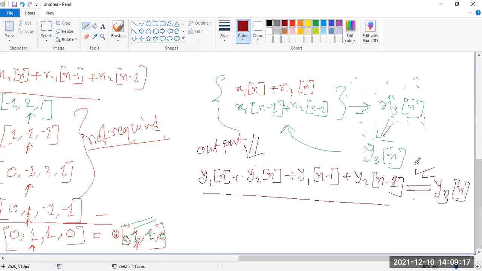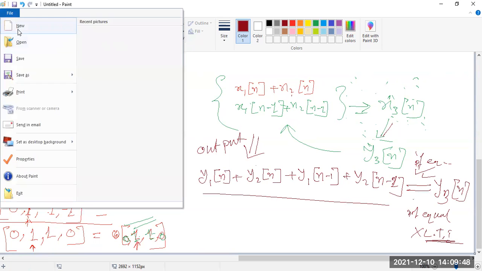If equal, it is an LTI system. If not equal, then it is not an LTI system. This is a time variant system, not a time invariant system. So we have to find this out. Look, y of n and y of n minus 1, we are going to the next slide.